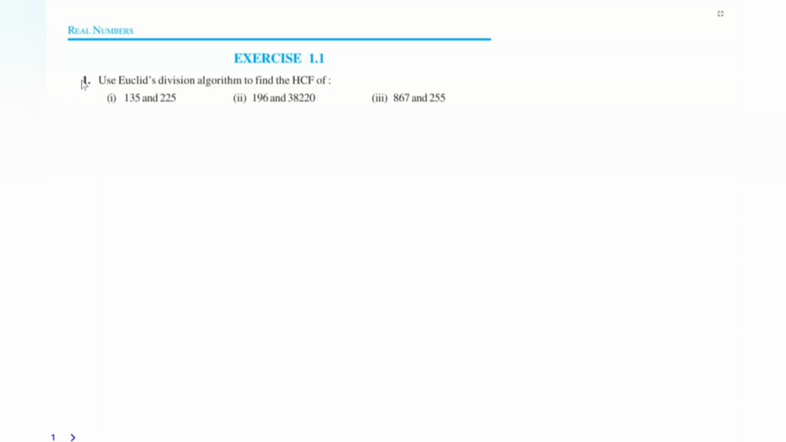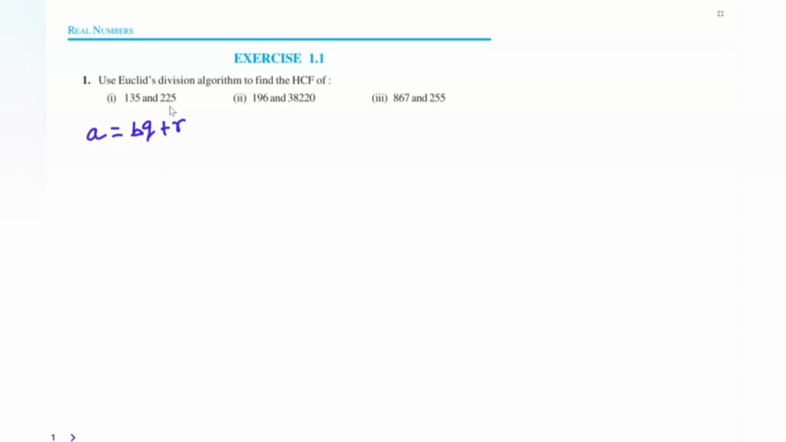In this exercise you have one first question. Use Euclid's division algorithm to find the HCF of 135 and 225. Let us do this first question first. So, according to Euclid's division algorithm, we have that A is equal to BQ plus R, where Q and R are quotient and remainder when A and B are divided.